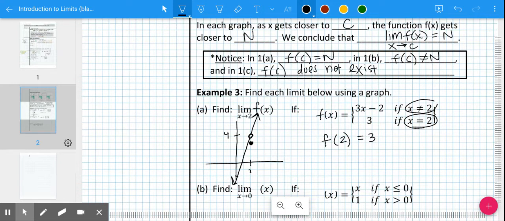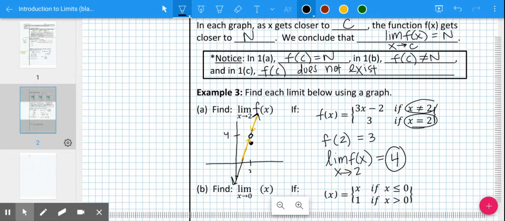That does not affect the limit at all. If I want the limit of the function as x approaches 2, then I look on the main part of the function and I say, what is the function doing? The function is going towards 4 as I approach from the left. It's going towards 4 as I approach from the right. So the limit is 4.